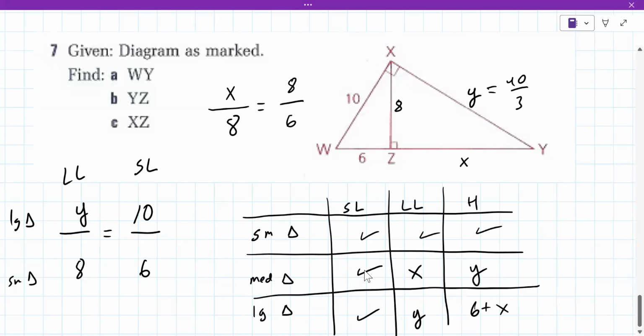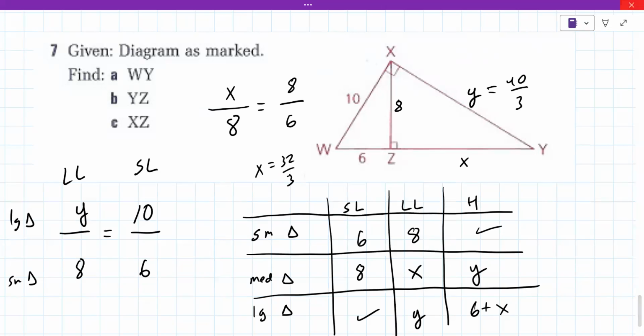X would be 32 thirds. I think I might have put this backwards here. X over... So the other thing I should have done, which would have been better, is to actually put the numbers in, and then it's easier to set up. So the small triangle long leg is 8, the medium triangle short leg is 8, and the small triangle short leg is 6. So X over 8. Yeah, I guess it is right. You said 32/3. Yes, that's right.